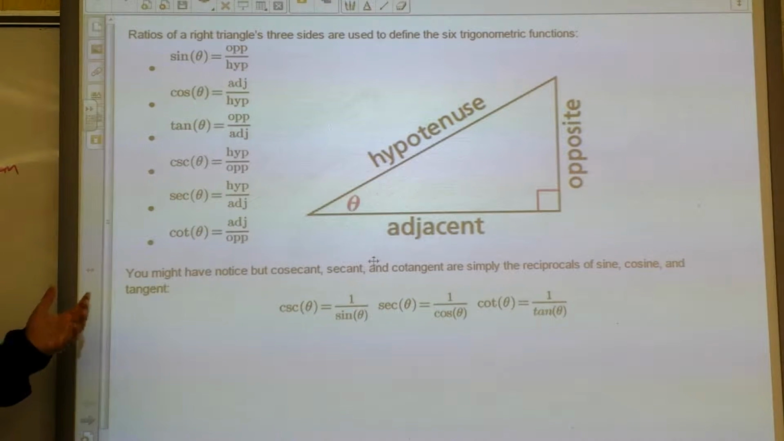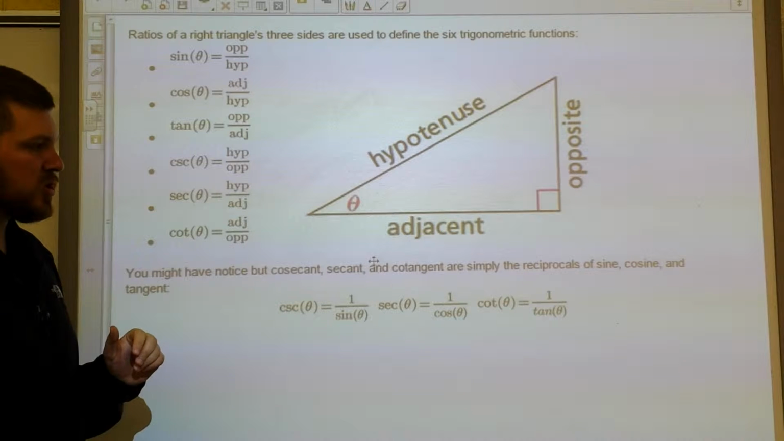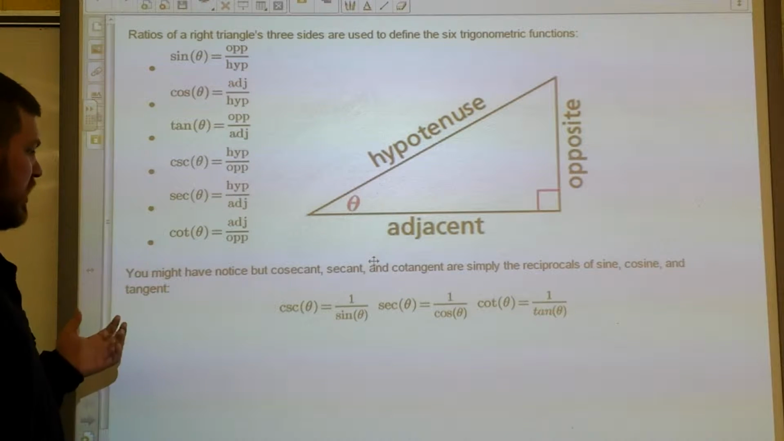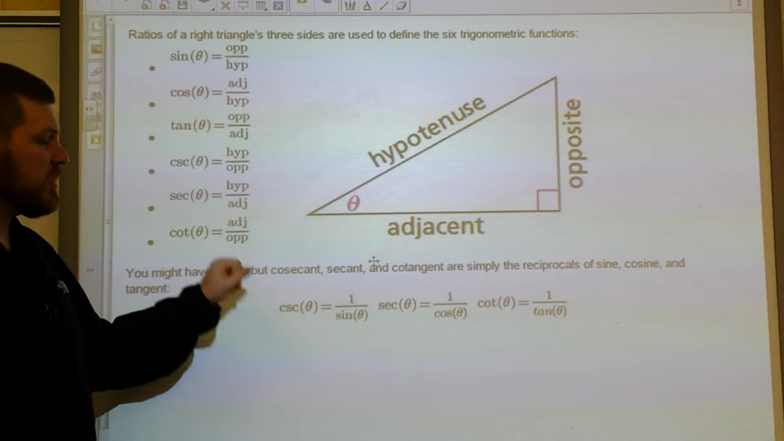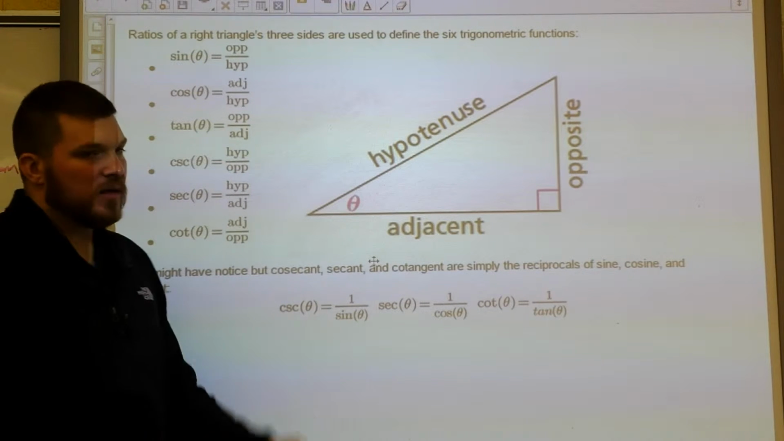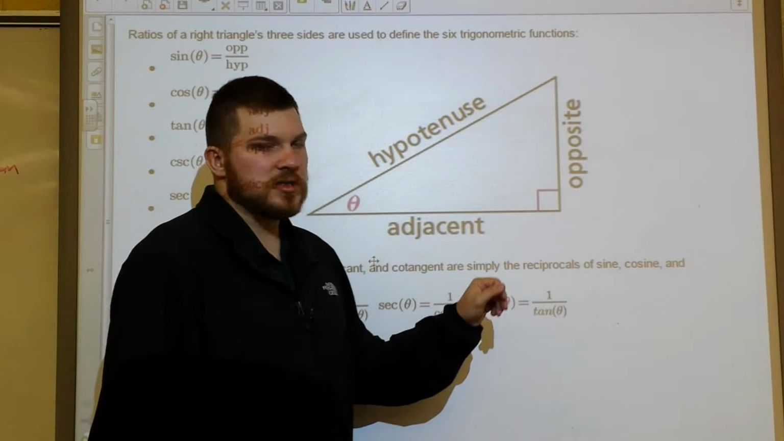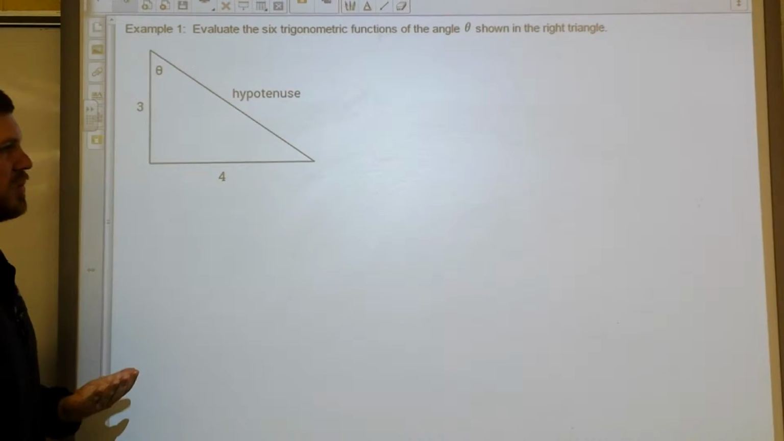You might have noticed that the cosecant, secant, and cotangent ratios are simply the reciprocals of the sine, cosine, and tangent functions. So for instance, cosecant is the reciprocal of the sine function, so it has a value of 1 over the sine. Likewise, secant is the reciprocal of cosine, cotangent is the reciprocal of tangent. So let's do a quick example.